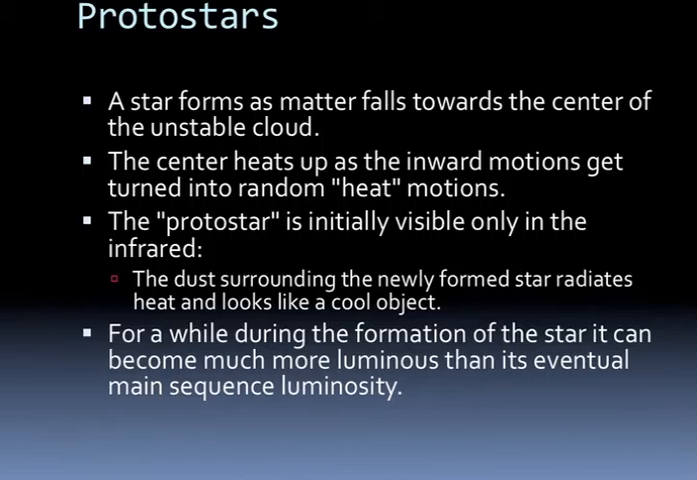A star forms as matter falls towards the center of an unstable cloud. The center heats up as the inward motion gets turned into heat motions. The protostar is initially visible only in the infrared. The dust surrounding the newly formed star radiates heat and looks like a cool object. For a while during the formation of the star, it can become even more luminous than its main sequence luminosity.